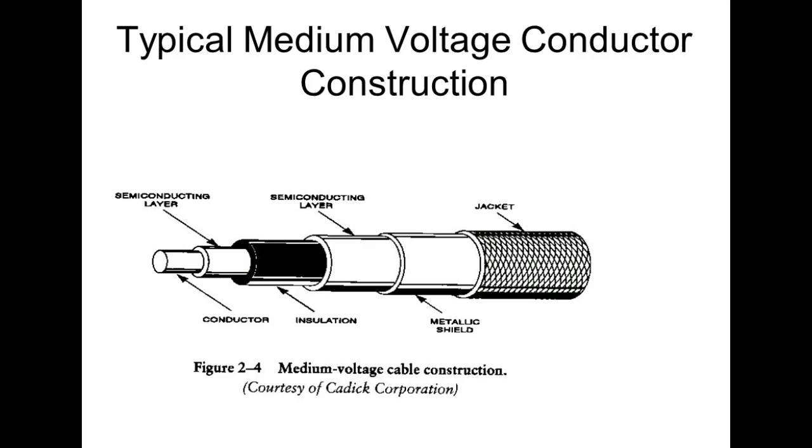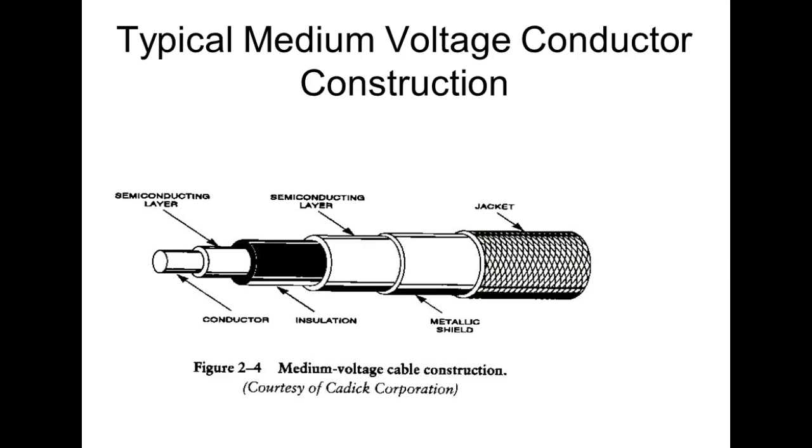So what they do on these medium voltage and high voltage cables is they surround the conductor with what? A semiconductor layer. A semiconductor is neither an insulator nor a conductor. But what that does is it helps distribute the stress around the entire insulator.